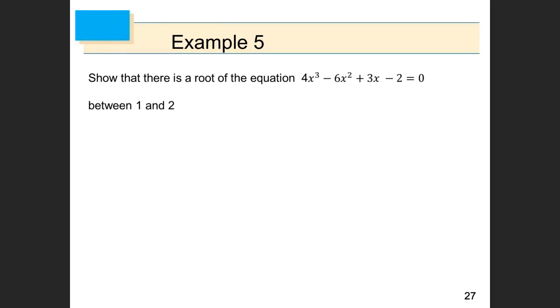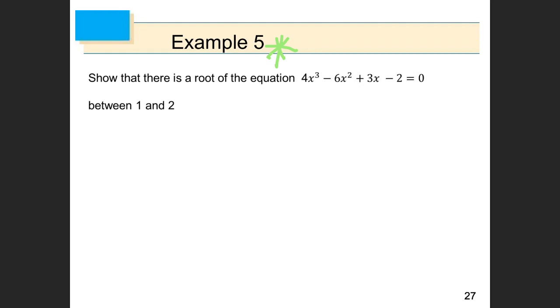Very important example 5, right? I always say this, and then when such questions come on my test, people act like they've never seen the intermediate value theorem. All right. Very, very important example 5. Show that there is a root of the equation between 1 and 2. All right. I'm telling you that.